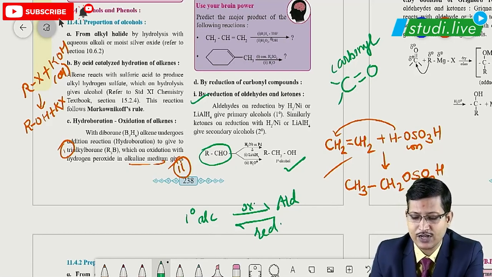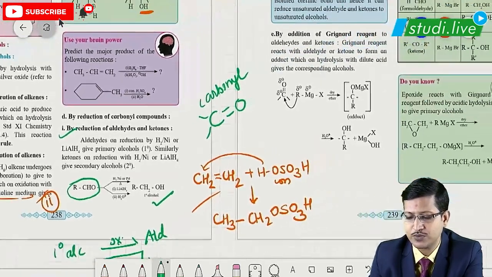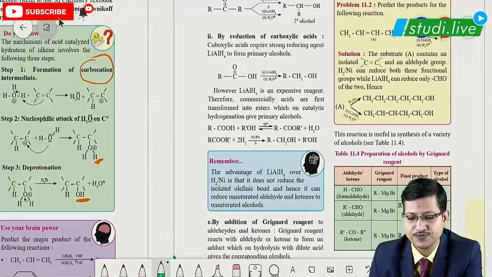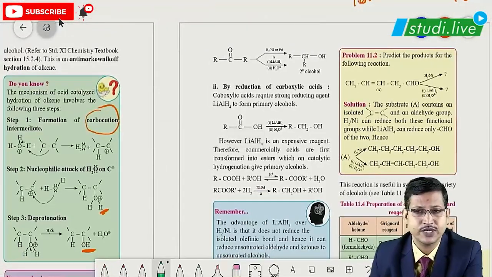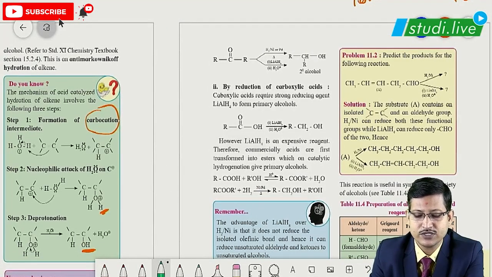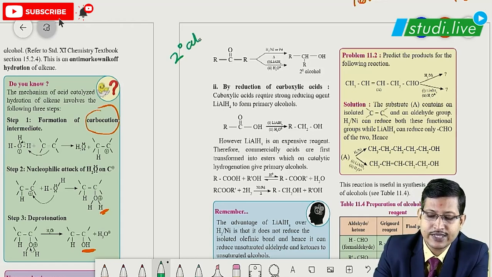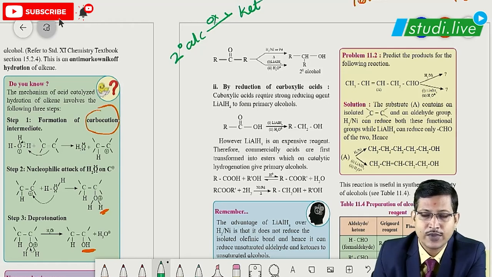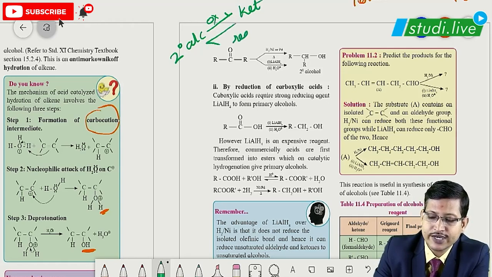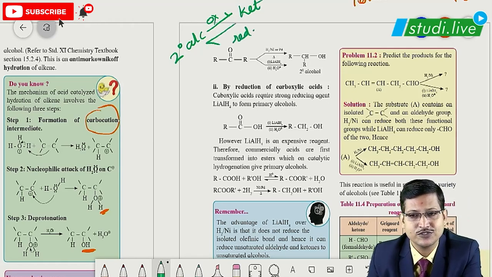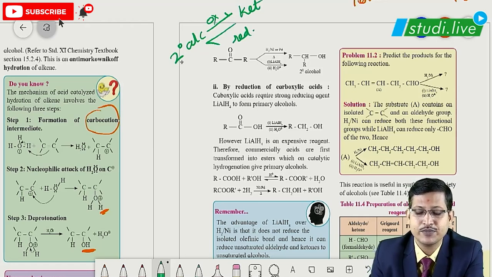Same if it is secondary alcohols, it will be the opposite. The small change will be there in case of secondary alcohols. If you have ketones to start with, ketones will react with H2 to give you secondary alcohols. In simple words, secondary alcohols on oxidation give ketones, and ketones on reduction give you secondary alcohols. So you get both the reactions. Primary alcohols on oxidation give aldehydes, secondary alcohols on oxidation give ketones.